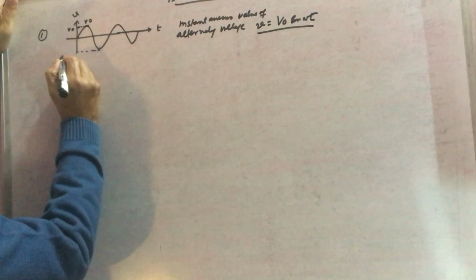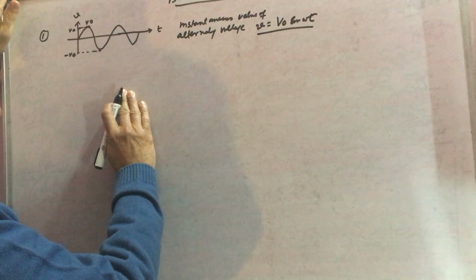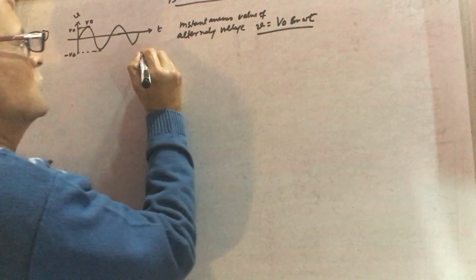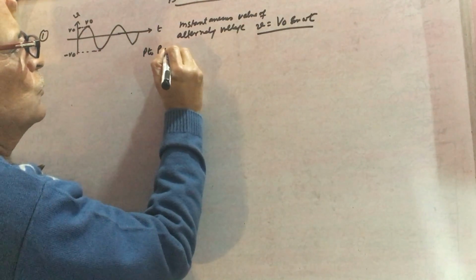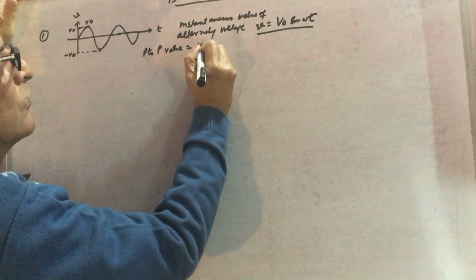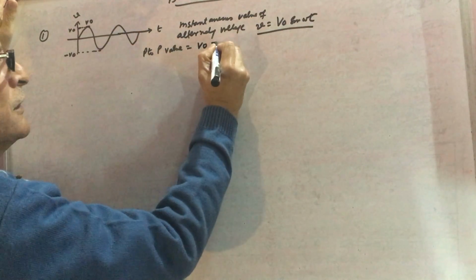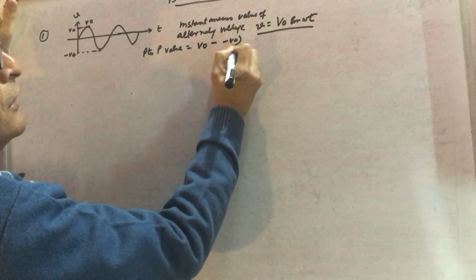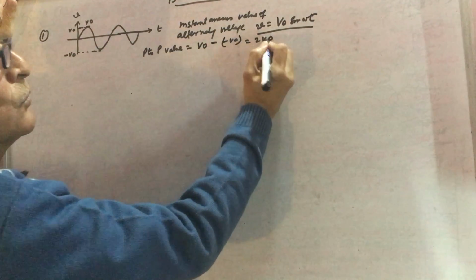If this is V0, then this is minus V0. And in some questions, you have to find this peak to peak value. Peak to peak value can be determined as V0 maximum minus the minimum value. So it will be 2V0.